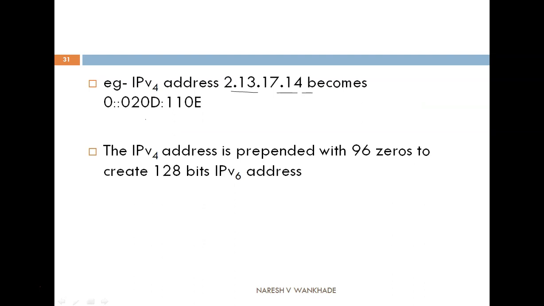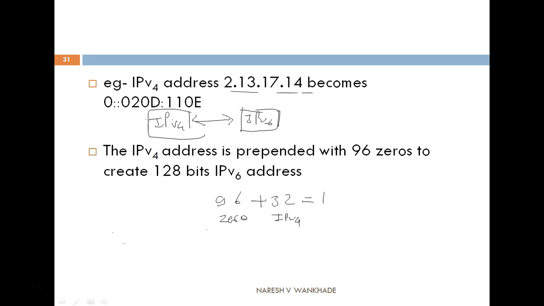Example of address transformation is that IPv4 becomes IPv6 and IPv6 becomes IPv4 as per the need. Okay, so while transformation, the IPv4 address is prepended with 96 zeros. 96 zeros plus the 32 bit IPv4 address, that is a 128 bit IPv6 address. So this is the simple calculation.